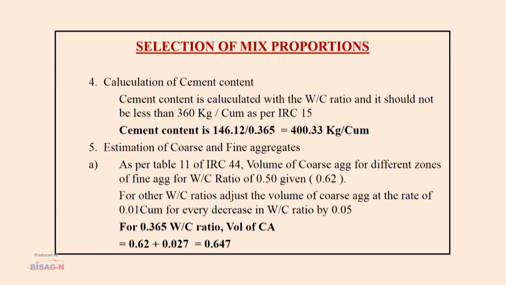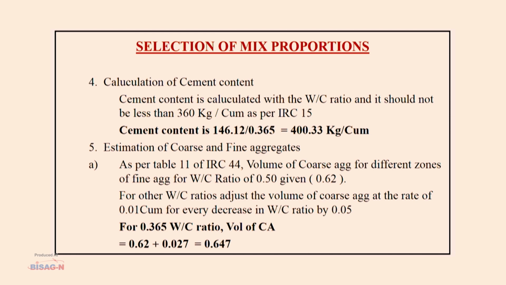Calculation of cement content. Cement content should not be less than 360 kg per cubic meter, and it should not be more than 450 kg per cubic meter as per IRC 15. So in our case, with this water cement ratio, the water being 146.12 and the ratio 0.365, our cement comes to 400.33 kg per cubic meter.